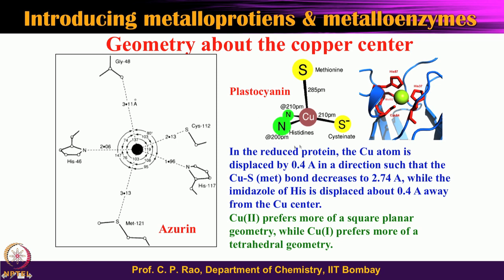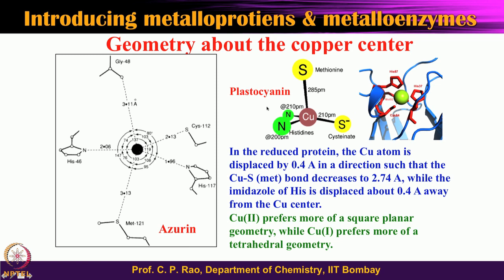So, that means distortion continues to be in a different way in the reduced form as compared to the oxidized form. So, what is that? Why is that kind of thing? That is because, as you know, copper 2 plus prefers more towards the square planar, and copper 1 plus prefers more towards the tetrahedral, and the original structure is neither the tetrahedral nor the square planar, it is somewhere in between. So, therefore, during the electron transfer, such a transition can take place.